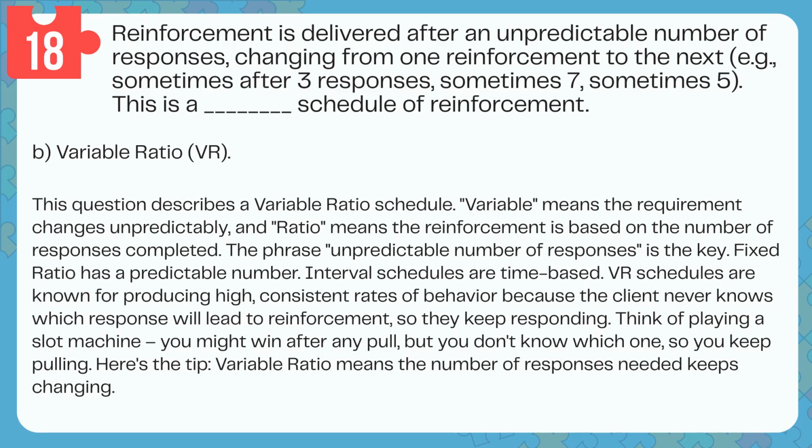Think of playing a slot machine. You might win after any pull, but you don't know which one, so you keep pulling. Here's the tip: variable ratio means the number of responses needed keeps changing.